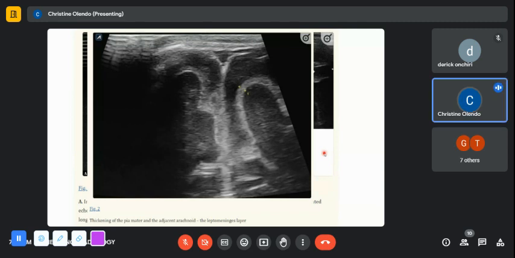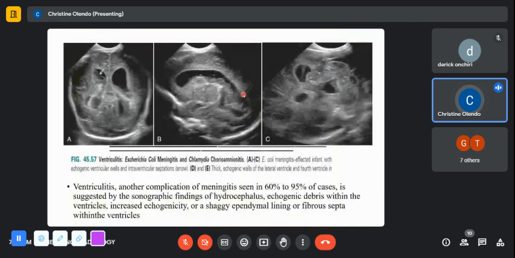So this one again is just the same thickening of the leptomeninges, and here they were doing a measurement. They didn't say what measurement it was, but it was a study trying to figure out the difference in the thickness and whether it correlates with meningitis. But I just put this here so that we can see the thickening of the leptomeninges.